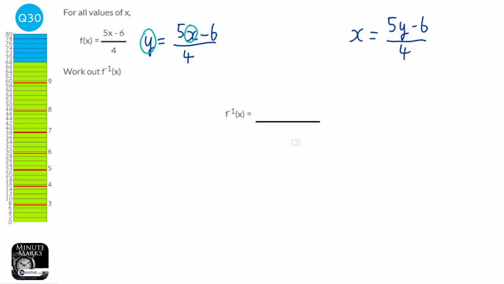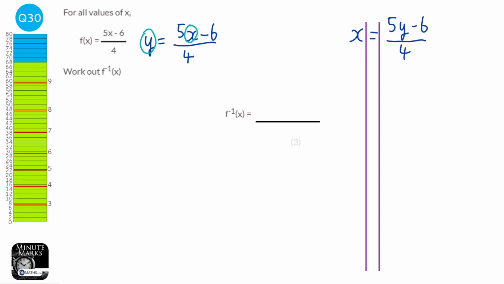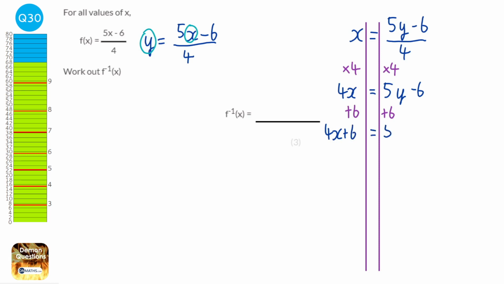Now the challenge is to get it so that it's y equals rather than x equals. So we're going to start off by multiplying both sides by 4. And that will give us 4x on the left hand side, and it will get rid of the fraction on the right hand side, which was kind of the point. Next we're going to get rid of that minus 6, so we're going to add 6 to both sides. And then finally we're going to get rid of that times 5 by dividing both sides by 5. So we've got 4x plus 6 over 5 equals y.